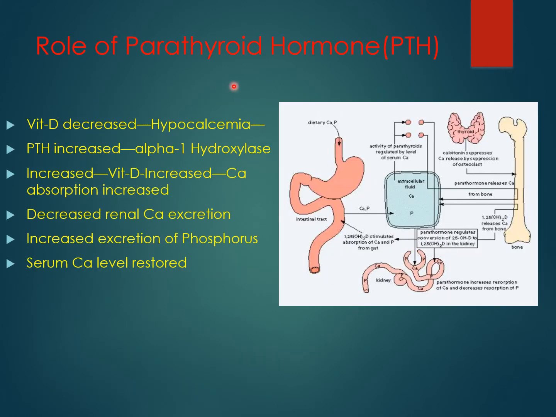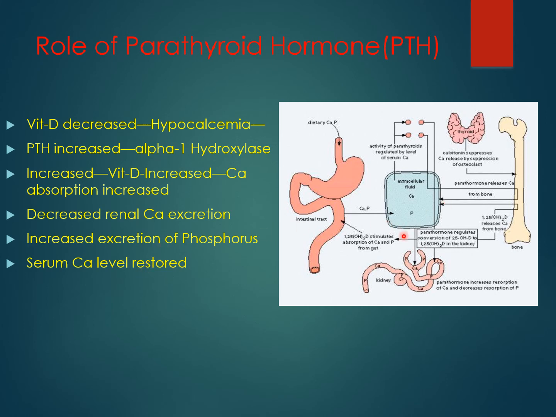Now, role of parathyroid hormone. Whenever there is hypocalcemia, there is increase in parathyroid hormone, and it definitely results in 1-alpha-hydroxylase upregulation, and the active form of vitamin D is formed, and the functions which I have already discussed. It also results in decreased renal calcium excretion, but there will be increased excretion of phosphorus. So they run opposite to each other. Serum calcium level may be restored, but not the phosphorus level.